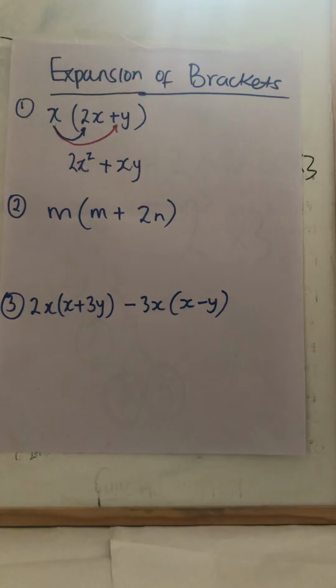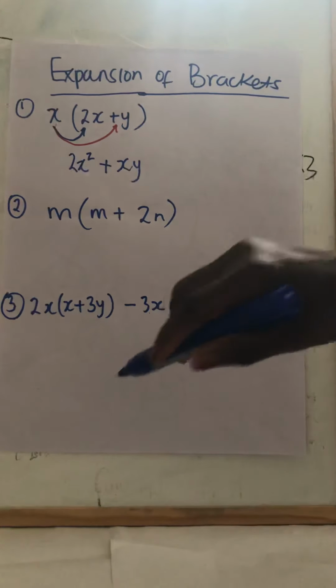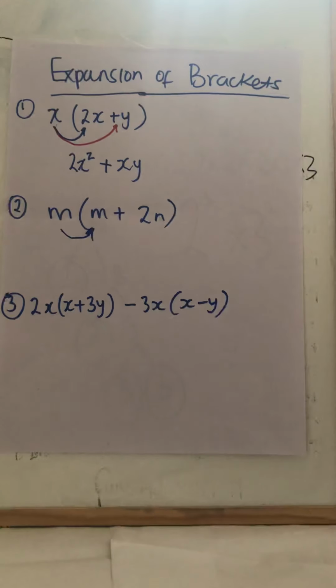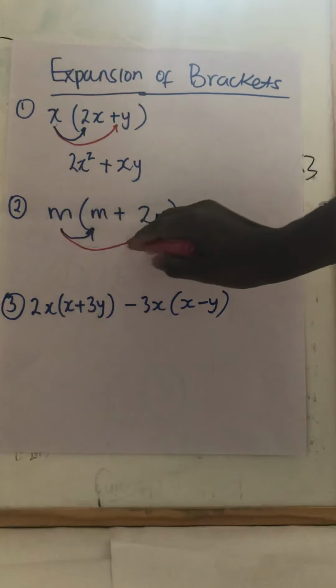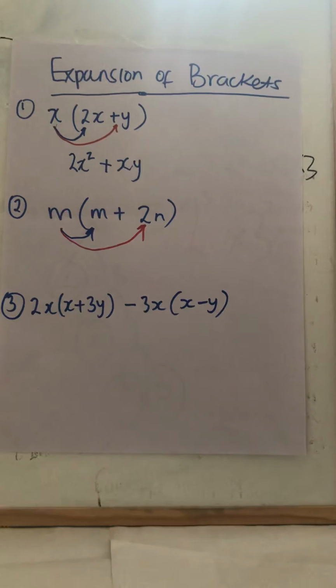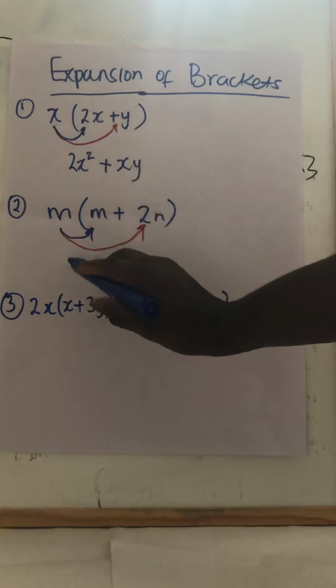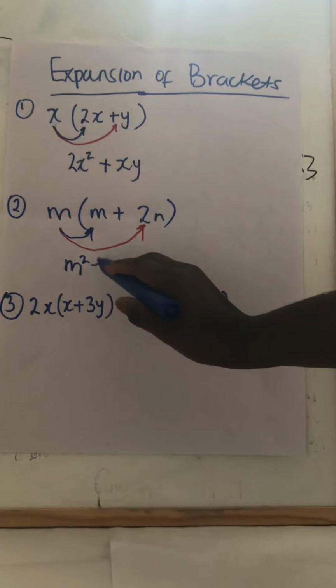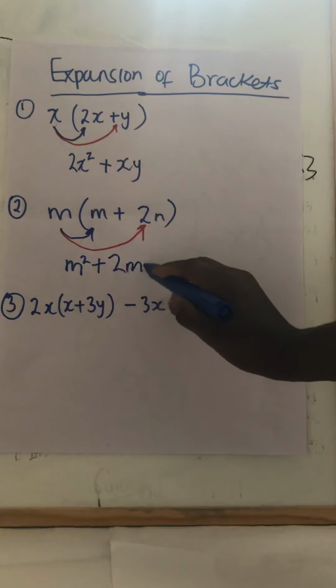One thing I would like you to note is the plus sign and the minus sign in your question, because if you do not take note of the sign, it is likely that you're going to get your answer wrong. Let's do the next one. m multiplied by m and m multiplied by plus 2n. m times m will give me m squared. m times 2n will give me plus 2mn.